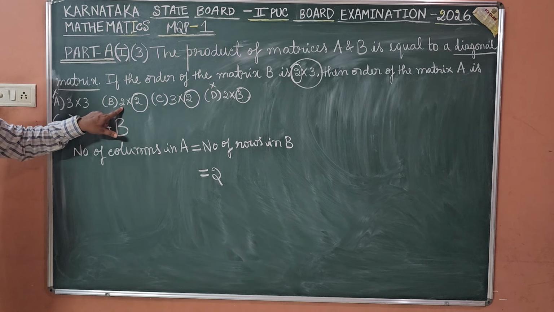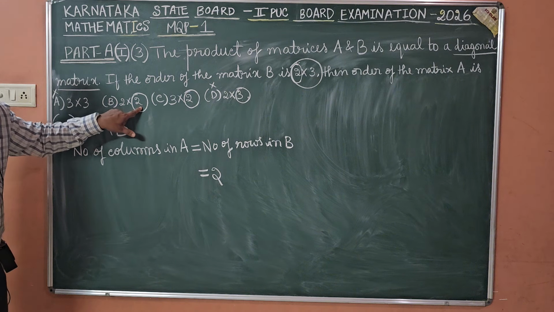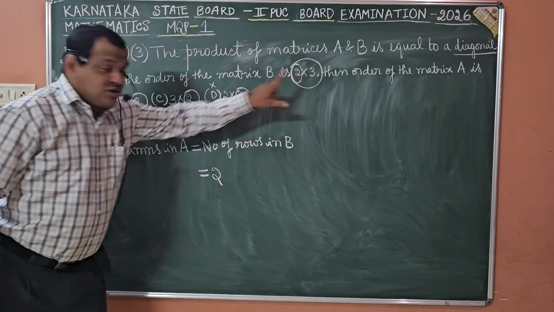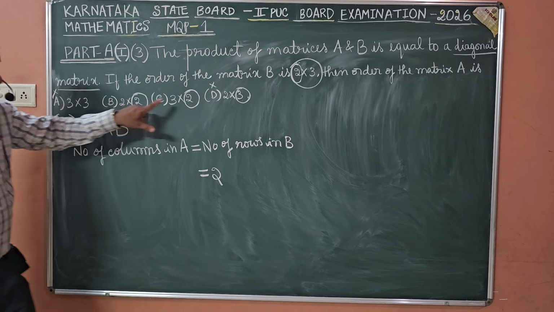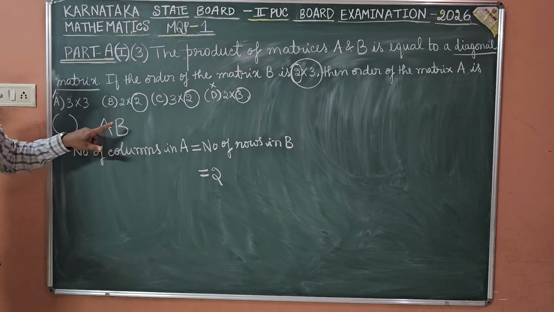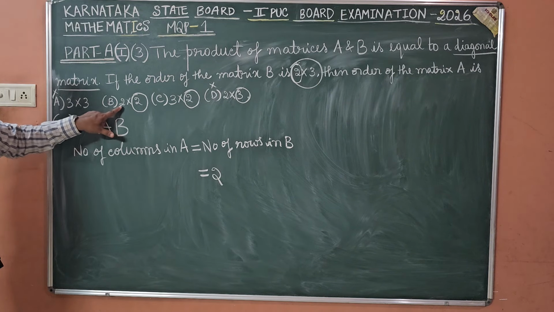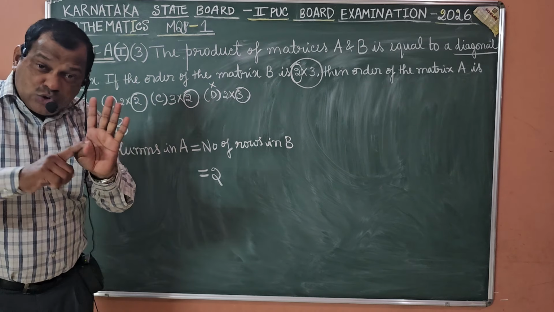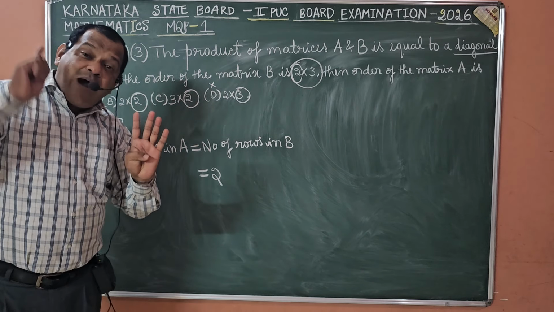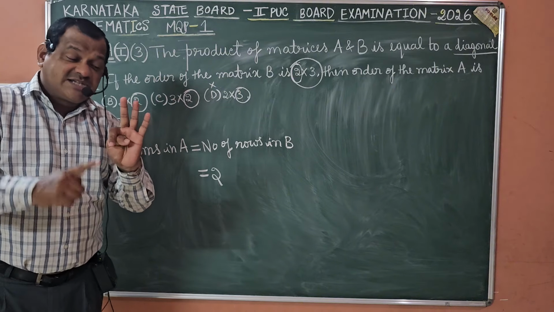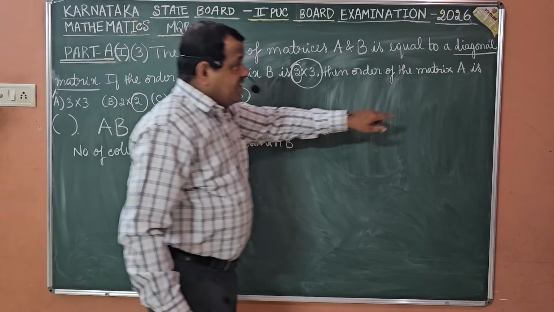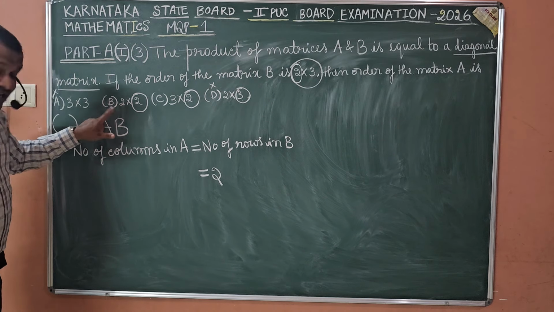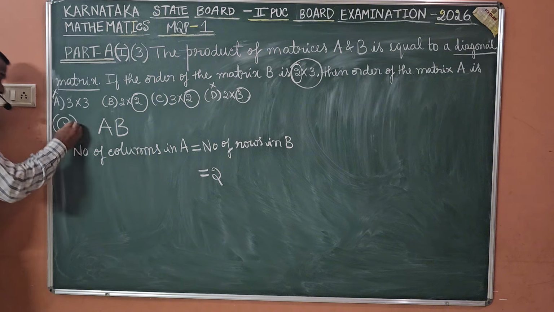What would happen if I take the order of matrix A as 2 cross 2? If the order of matrix A is 2 cross 2 and the order of matrix B is 2 cross 3, the number of columns in A is equal to the number of rows in B, correct? But what will be the order of the matrix AB? It will be 2 cross 3. If the order is 2 cross 3, it is not a square matrix, and if it is not a square matrix, it is not a diagonal matrix. So this contradicts the given diagonal matrix. Hence, it is not option B. It should be option C.